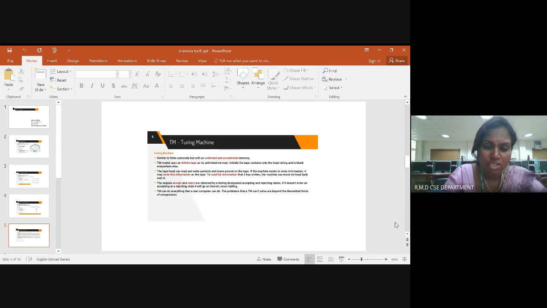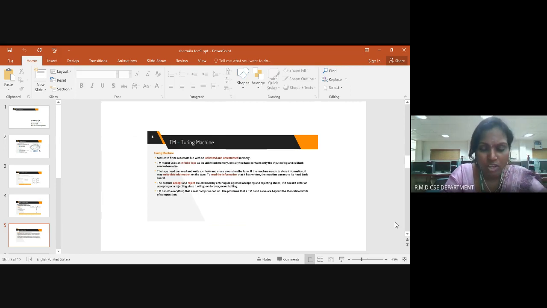It will write the information, read from the machine, and move back towards the initial state, like that. It can be doing its process in the tape head. The output is accept or reject, either of two states. One is accept, and the other state is reject.